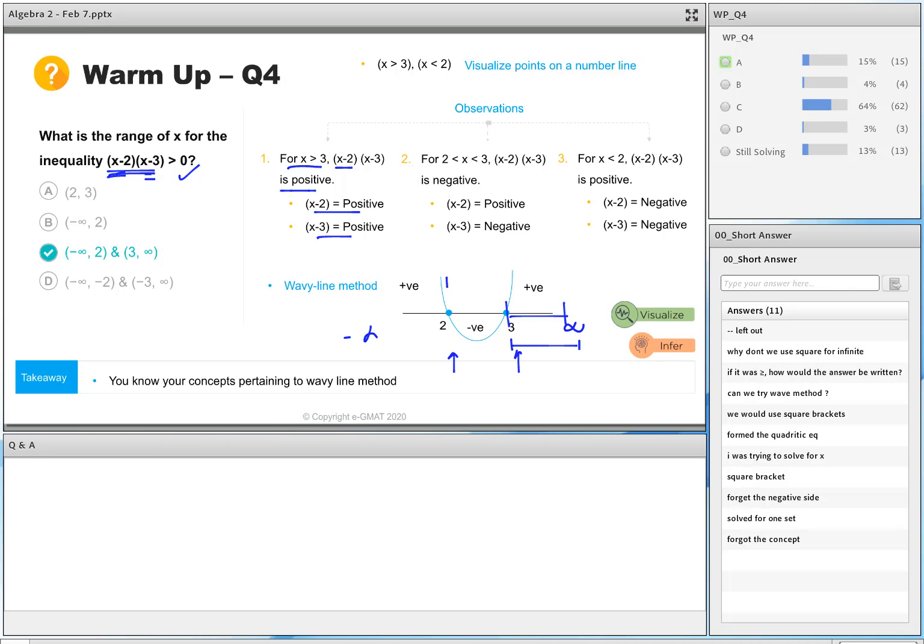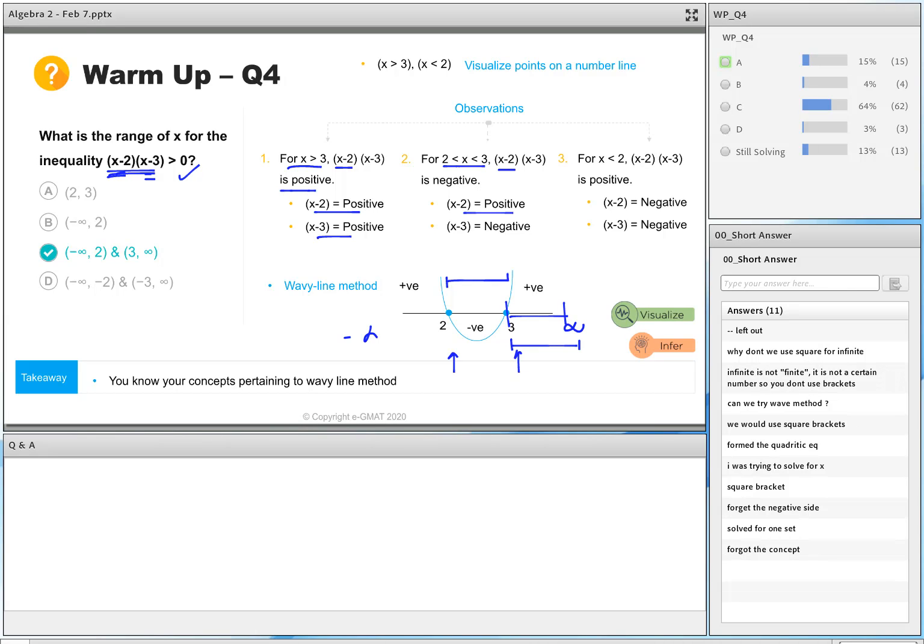The second region, let's consider from 2 to 3. Let's take any number which is between 2 and 3. So x lies between 2 and 3. If x lies between 2 and 3, x minus 2 has to be a positive number because x is greater than 2. But since x is less than 3, x minus 3 will be a negative number. What happens when I multiply a positive and a negative number? I get the product to be negative. Does this align with our question? No, it does not. Since it does not align with our question, I cannot take this as our answer.